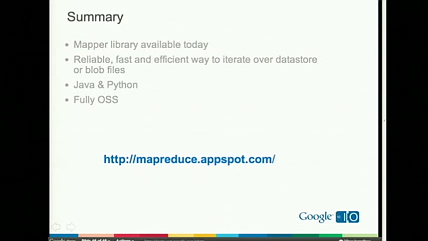So in summary, we've got the mapper library, which is available today. You can already download it and play with it. It's reliable, fast, and efficient. It can iterate over a data store, or as I have shown you, it can iterate over blob files. We have 2 ways to iterate over blob files already. The first is to iterate over a zip file, and the other is to iterate over lines in a text file. So you can easily build whatever you need to import your data. We've got Python now and Java really soon. All the code is fully open source.